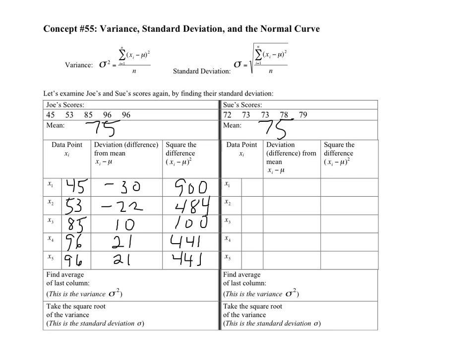Then we're going to find the average of the last column. We add those up and divide by how many numbers we have. If you add those numbers up, 900, 484, 100, 441, and 441, that gives you 2,366. Then we divide that number by 5. That's the average of our squares. That gives us 473.2. That number is called our variance.